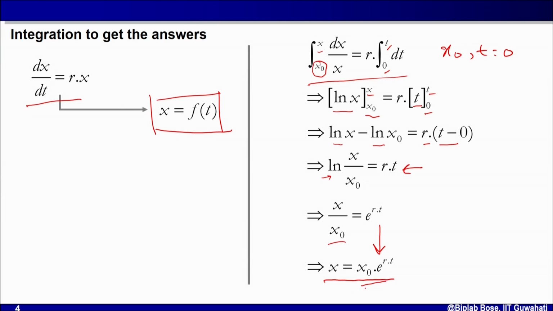If you look into the right hand side of this equation, x naught is a constant because you have decided that is the initial number of population, initial size of the population. r is a rate constant, the growth rate constant, and t is the time. So this is my function.